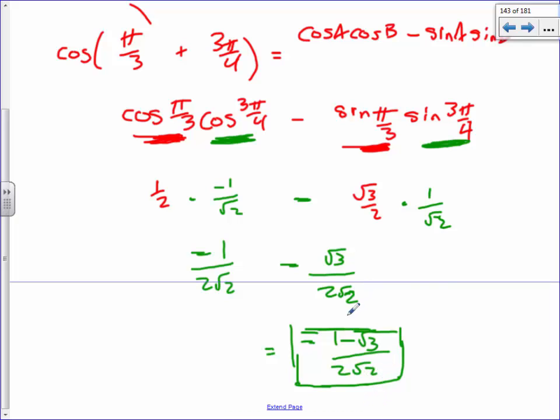It worked out really conveniently that these things had denominators that were the same already, so I just left them. That just means I have to take the top and subtract them. So -1 minus root 3 all over 2 root 2. So that is the exact value for this. Okay.